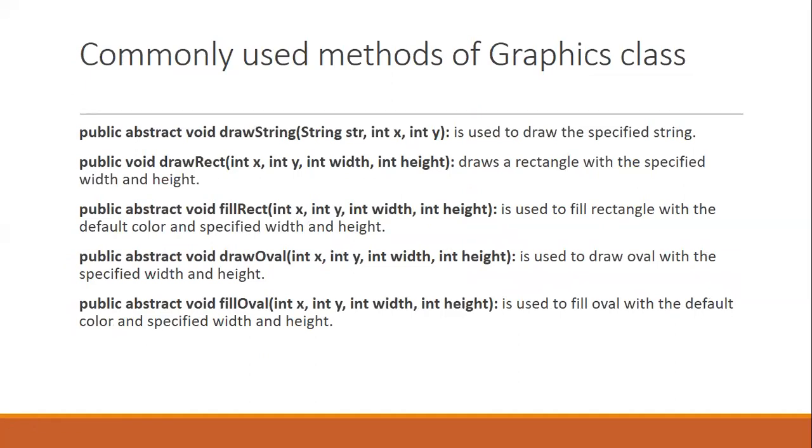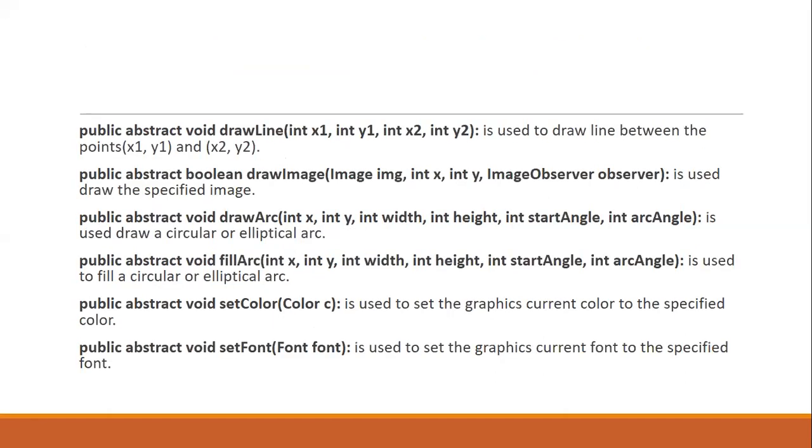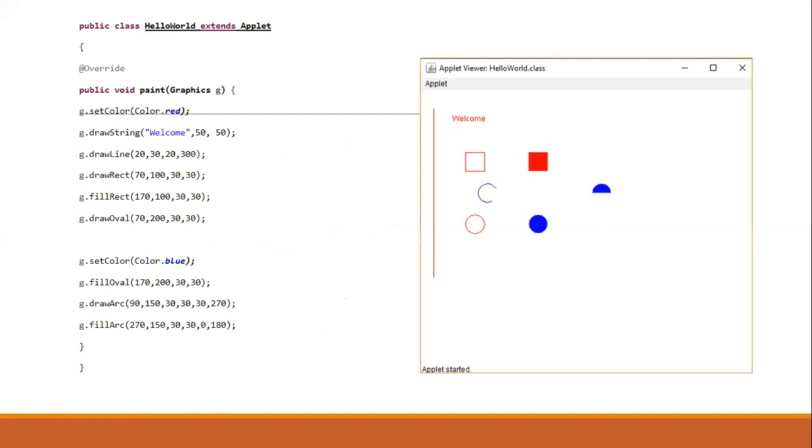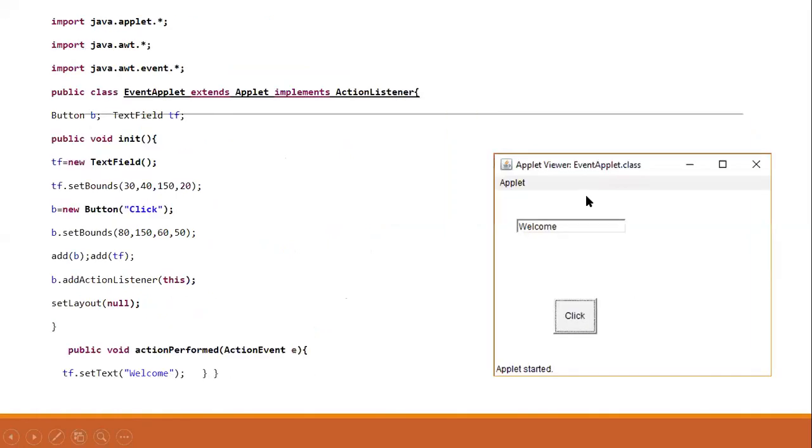We require to call them with the help of the Graphics object, and these methods need to be called inside the paint method. So this is the program we have seen right now. This was the output. By default in Eclipse, we just say run as an applet and it gets invoked. Now a somewhat more complicated program we are going to see.